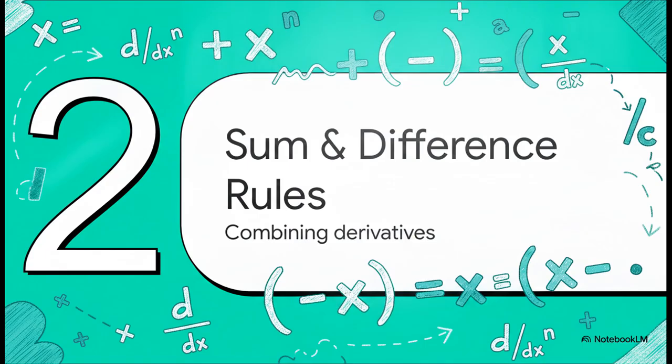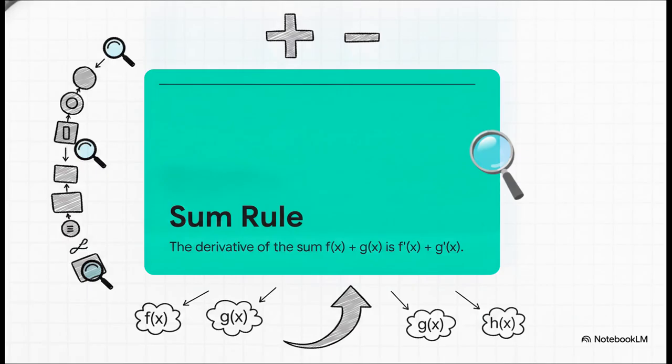Moving right along to section 2, the sum and difference rules, combining basic derivatives. The sum and difference rules are fantastic because they essentially give us permission to just take the derivative of each individual piece of a function when they're added or subtracted together. You don't have to look at some massive polynomial as one terrifying object anymore. You can treat it as a collection of small, easy-to-manage parts. You literally just walk down the line, taking the derivative of term 1, then term 2, then term 3, and then you just add them all up.